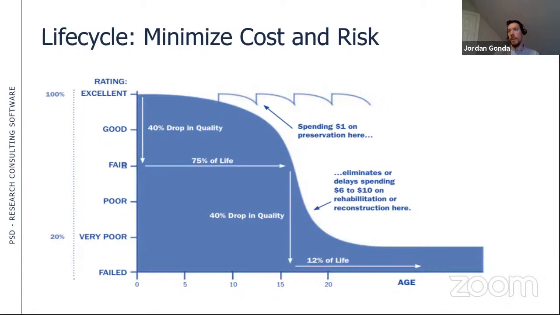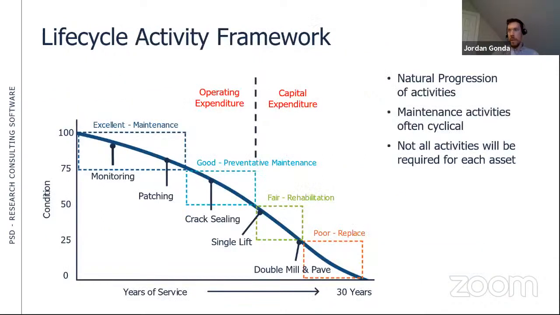But the core principle is that if we know the life cycle costs at different times and we know how an asset deteriorates, we can look at spending the money at the right time. I won't go into too much detail on all of the nuances of life cycle, but an important takeaway on top of that is that we bucket activities in different ways and we want to use these different buckets strategically.